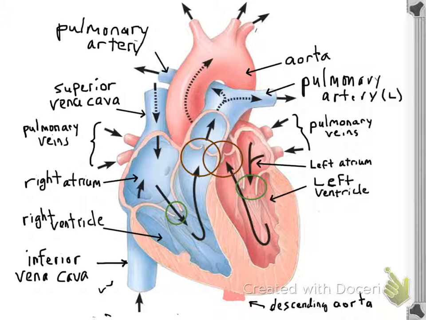Okay, and I think now if you understand that the right side of the heart is the blue side, and that's the side that's carrying oxygen-poor blood, and the left side of the heart is the pink or red side that's carrying oxygen-rich blood, and you can follow these arrows showing the path of blood through the heart, then you should be good.